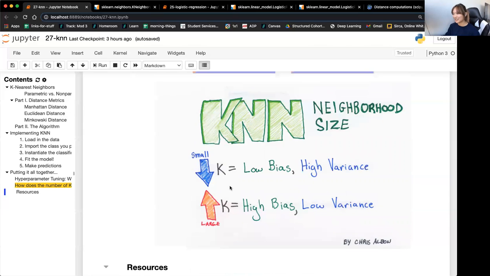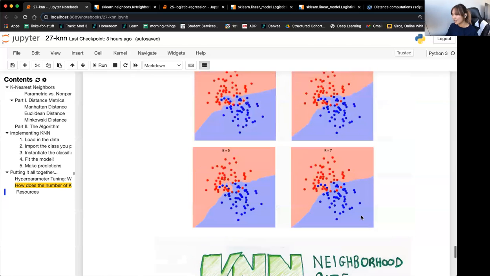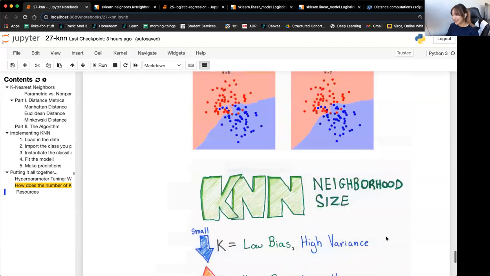I don't know if anyone has seen illustrations by this guy, Chris Albon. He does a series of very simple, good summary illustrations about machine learning. If you look him up, he has a lot of good illustrations. But that's pretty much all with KNN.